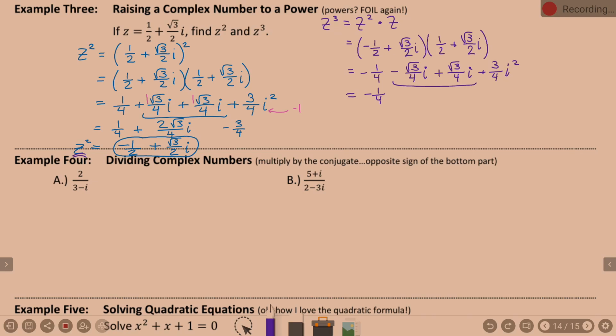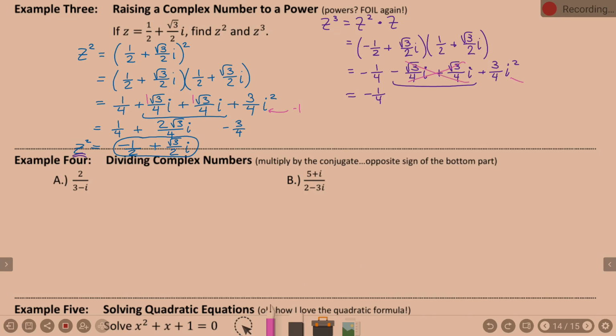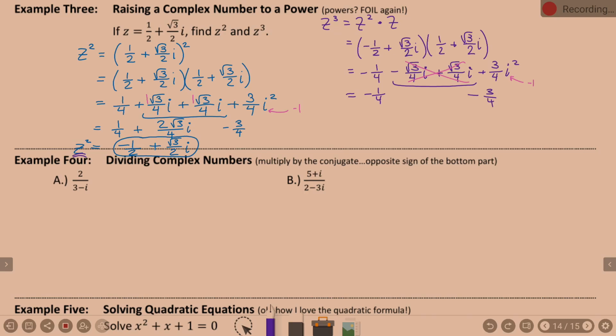What about these middle terms? We didn't have multiplying conjugates here. So a negative square root of 3 over 4 times i plus the square root of 3 over 4 times i is going to cancel. What do we know about this 3/4 i squared? Reminder, i squared is negative 1. So this does become minus 3/4. What is negative 1/4 minus 3/4? Negative 4/4, which is negative 1.